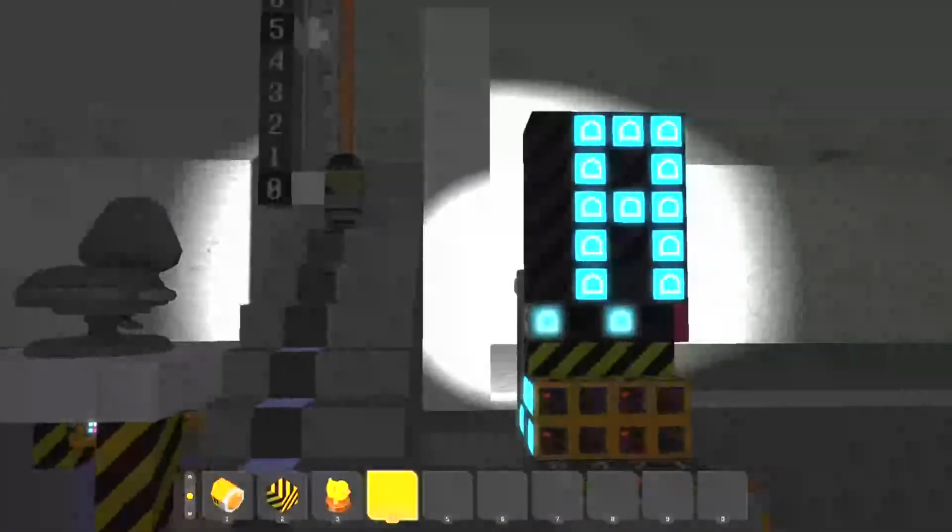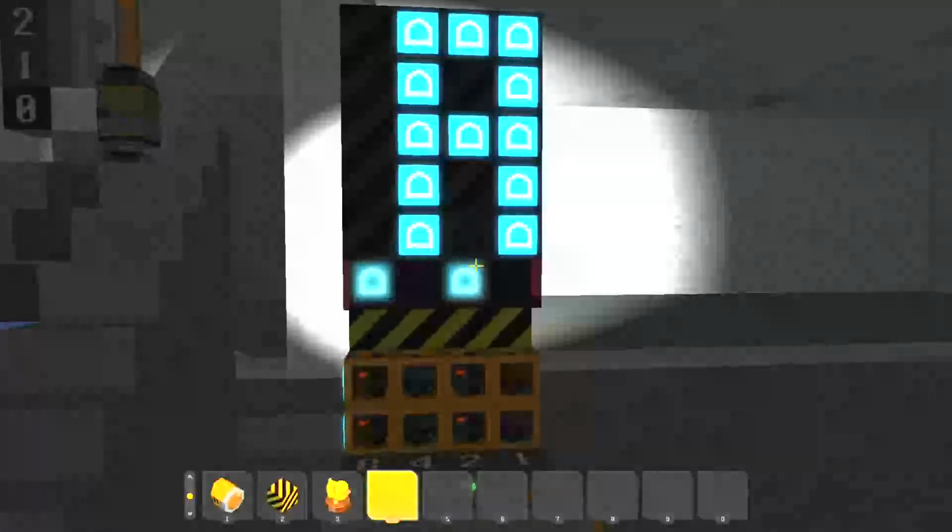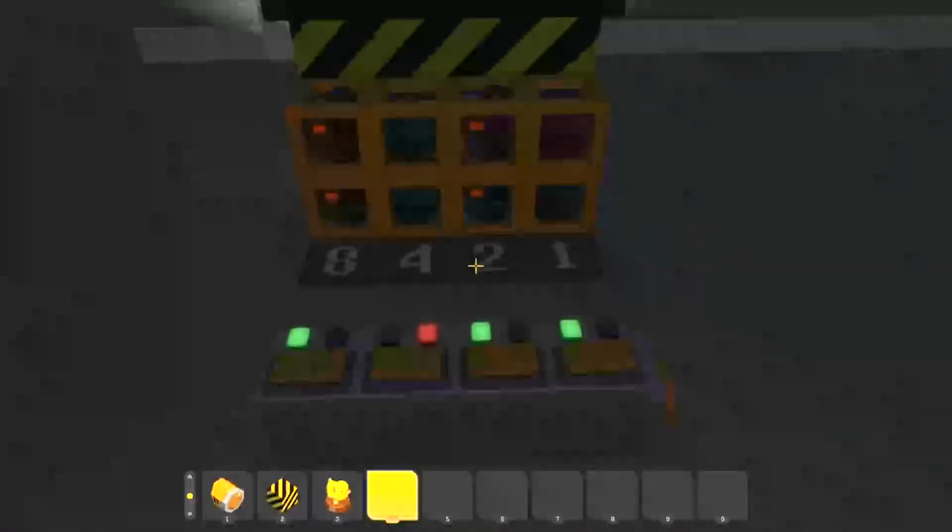So the choice was made, go into the alphabet. So 10 becomes A. 11 becomes B. Let's see, 12 becomes C. 13, D. 14 would be E. And 15 would be F. There you go. We have a way to represent it.